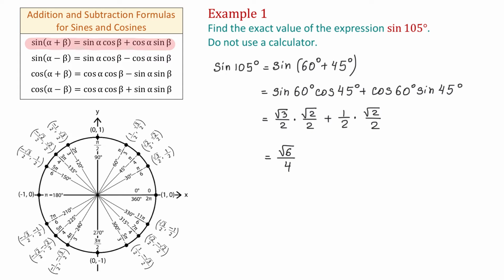In the second product, 1 times square root of 2 is square root of 2, and 2 times 2 is 4. So we will add square root of 2 over 4. And now if we add these two fractions together, we will have square root of 6 plus square root of 2 all over 4. So this is the exact value of sine of 105 degrees.